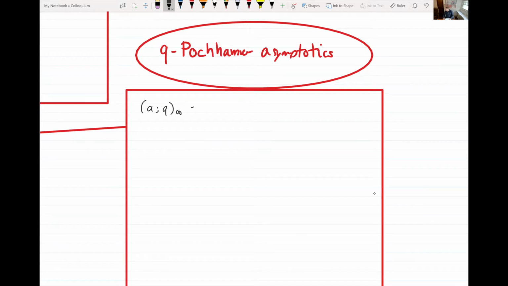They're written as (a;q)_n, usually with n a natural number, but I'll take infinity. And it's an infinite product: (1 minus a), (1 minus a times q), and so on and so forth, (1 minus a times q squared). And provided that q is of modulus less than 1, this will be an absolutely convergent product, and it will define an analytic function in the parameter a.